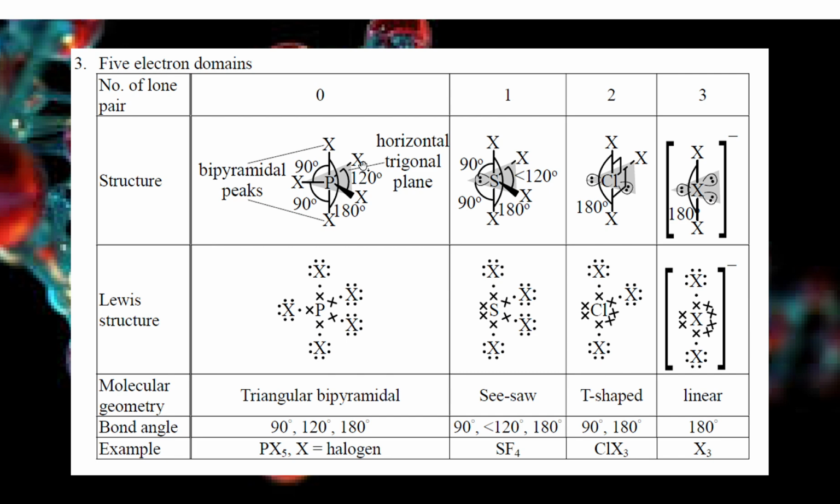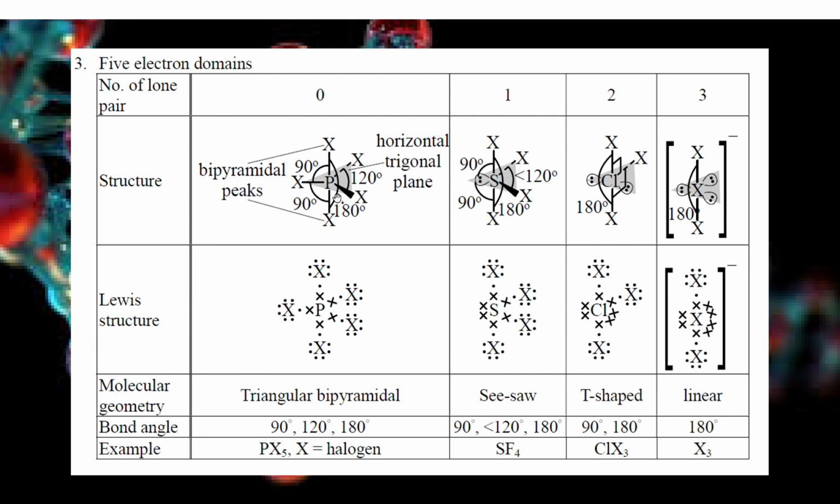Other species have 5 electron domains, which can give a trigonal bipyramid. If it has no lone pair, all 5 domains are bonding. On the trigonal plane the angle is 120 degrees, and the up and down positions are 90 degrees, for example PH5. That is a trigonal bipyramid.